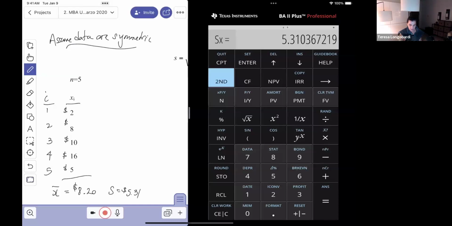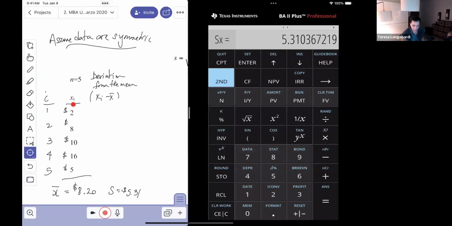So what is the standard deviation? The standard deviation goes beyond calculating the average. It tries to get the average of the deviations from the mean to get a measure of how spread out the data are. So what is a deviation from the mean? A deviation from the mean is this. This is a deviation from the mean for each observation.